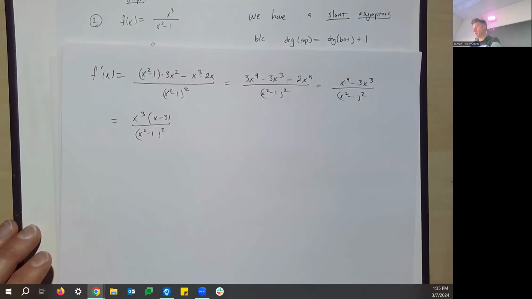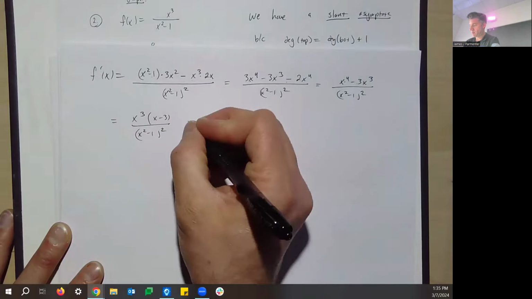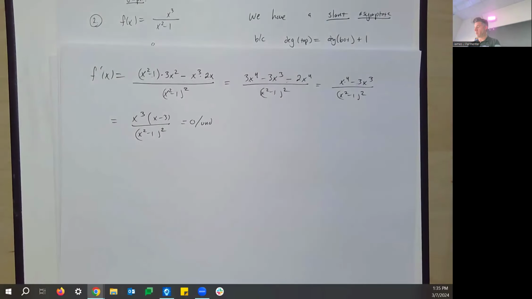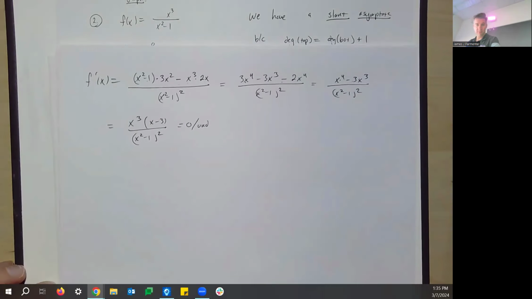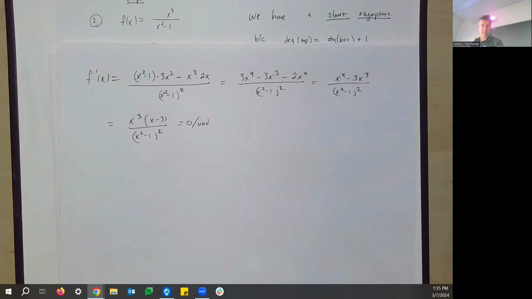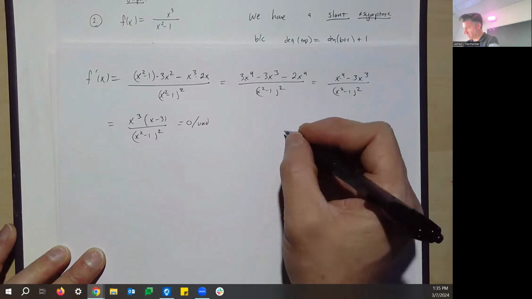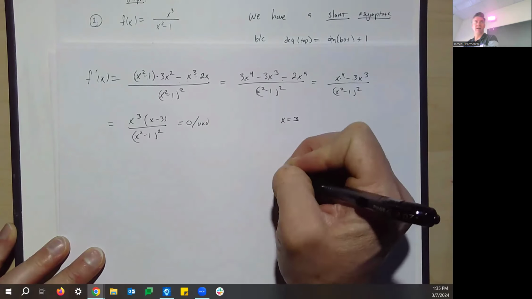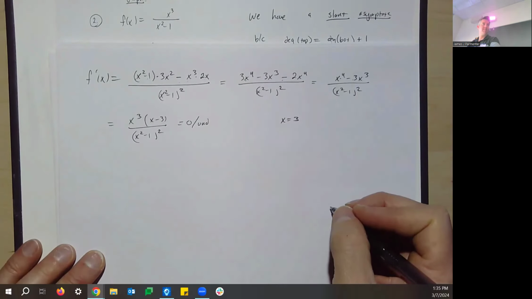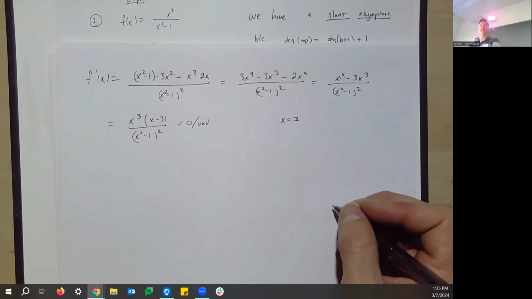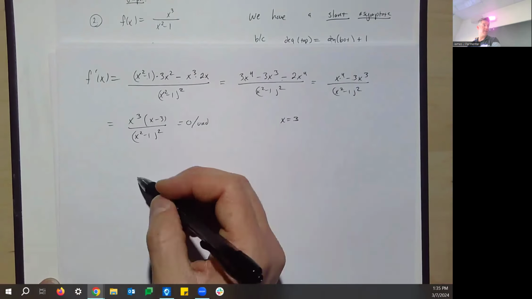Somebody be brave and tell me one of the critical values. What x value is going to make this equal to 0? Or in the chat, people can type things in the chat too. 3, awesome. 3 is one of them. What's another one? 1 is, but no, 1 is because 1 makes it undefined.